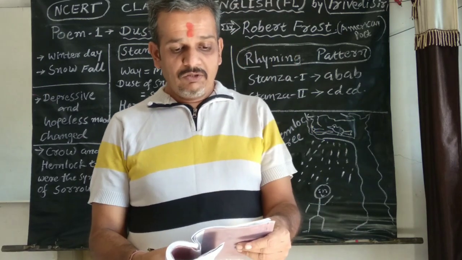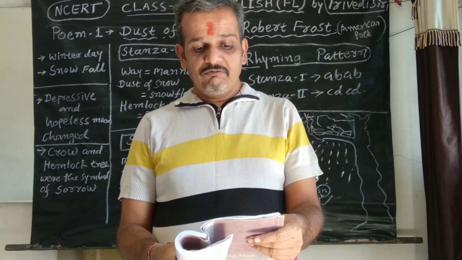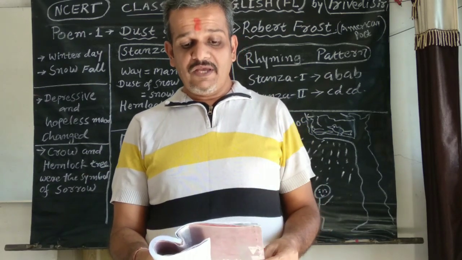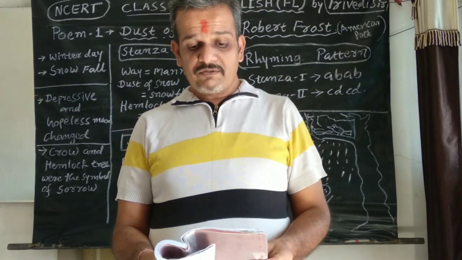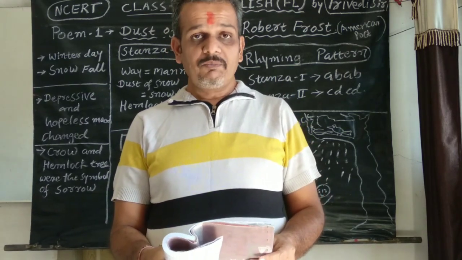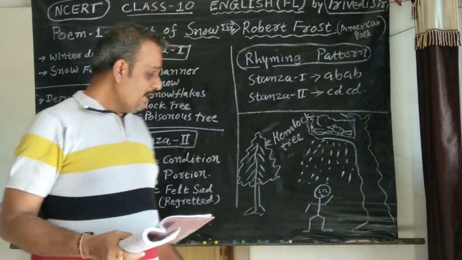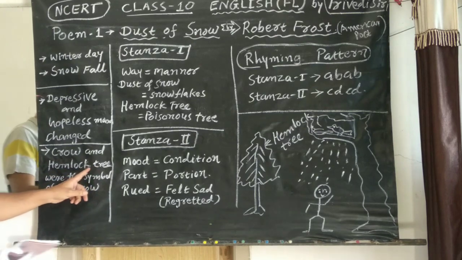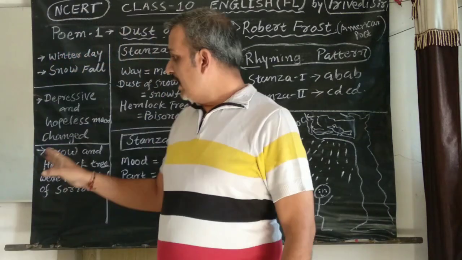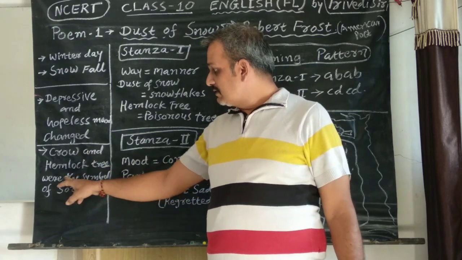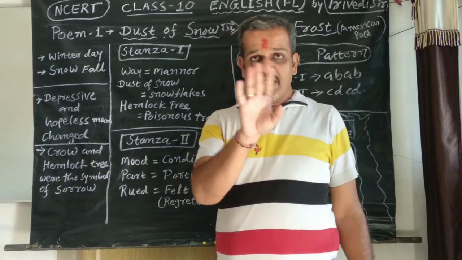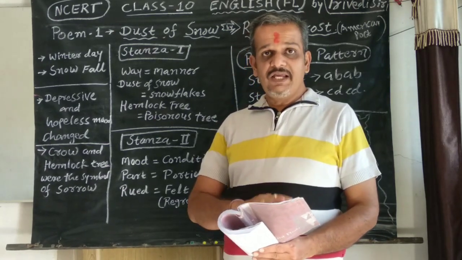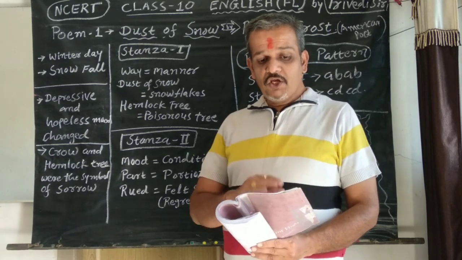The way a crow shook down on me the dust of snow from a hemlock tree. So in the first stanza, our poet Robert Frost uses two symbols: one is the crow and the other is the hemlock tree. In most countries, the crow and the hemlock tree are symbols of sorrow. They are not a good omen and not good for human beings. It is only the mentality of such human beings.